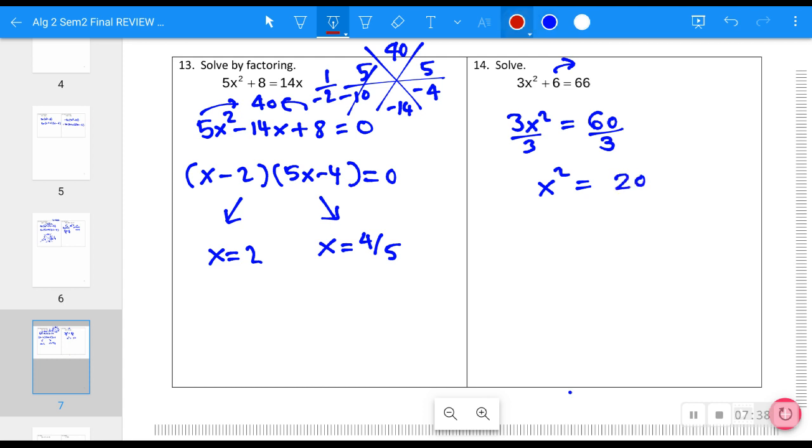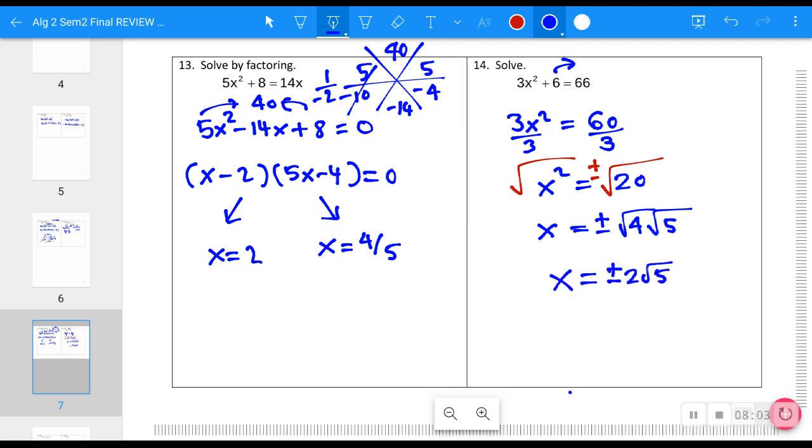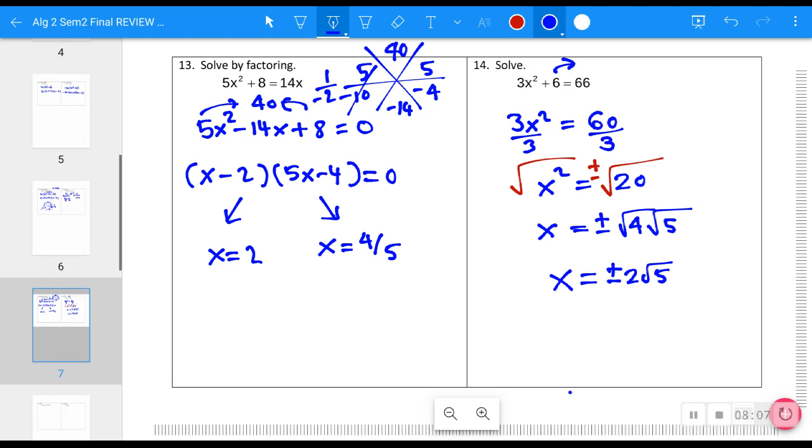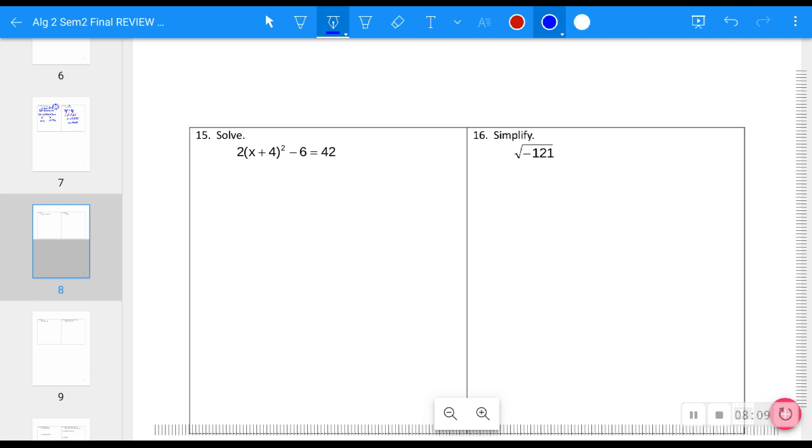Once you've done that, you simply take the square root of both sides. Now you've got to remember not to just write it like that. You've got to put the plus or minus there. And you'll probably end up having to break some stuff up here into different radicals. The perfect square that's trying to hide in that 20 is 4. And so you end up with plus or minus 2 root 5 for your answers. And that's called the square root method. We're going to see it again on the next problem.